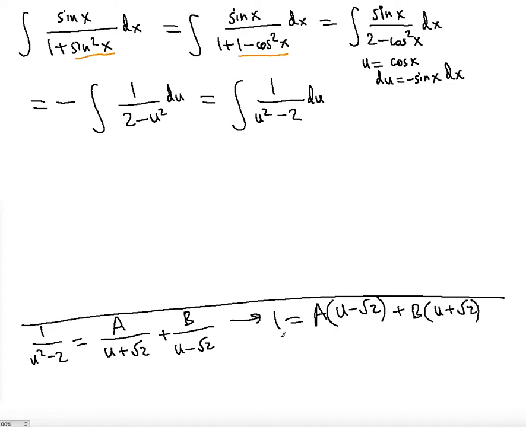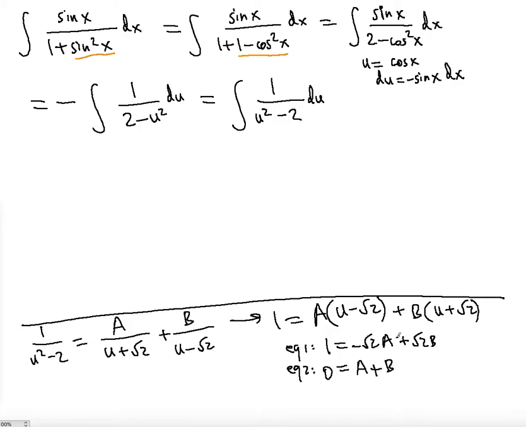Okay, so now comparing coefficients, what do we get? First, the constant: we have 1 equals negative radical 2 a plus radical 2 b. Now, for the second equation, we compare the variable u coefficients. There's no variable u on the left, so there's a 0 on the left side. a multiplies the u, so it's just a plus b.